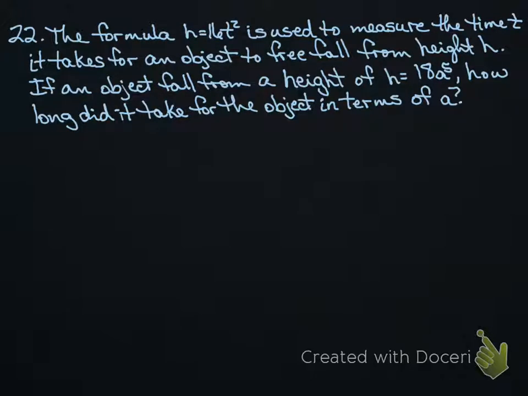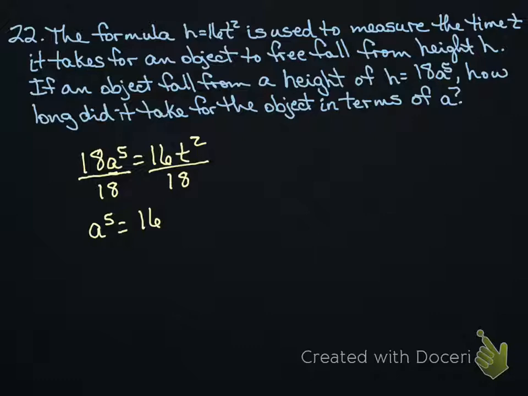So, we're going to plug in for h. We're going to put 18a to the 5th. So, 18a to the 5th is equal to 16t squared. Now, first thing I need to do, because I'm solving for a, is divide by 18. So we have a to the 5th is equal to 16t squared divided by 18.